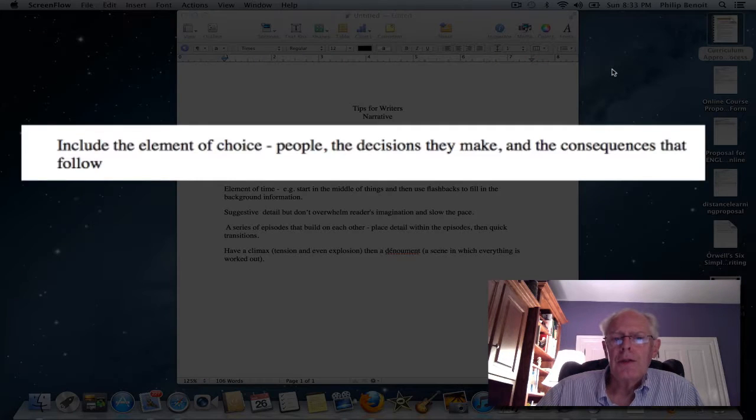The second tip is to include the element of choice. People make decisions all the time, and decisions can have good outcomes or they can have bad outcomes. And that's the kind of thing that makes for an interesting narrative. Readers want to know what those outcomes were, how that decision that seemed so innocent at the time led to the events that seemed so interesting and maybe disastrous or maybe very good later on in your narrative. So make sure that you think about the decision that actually led to the course of events that you're unraveling for the reader in your narrative here.